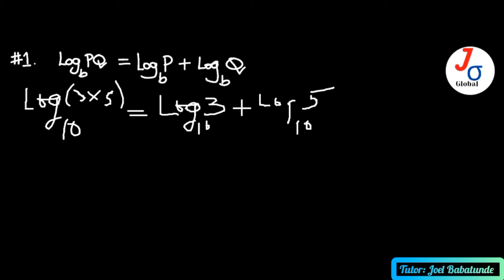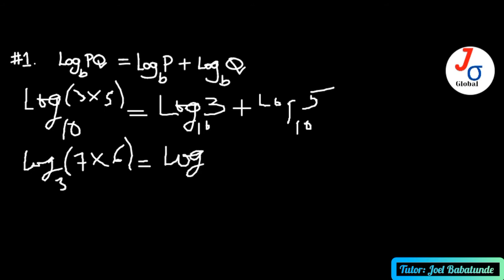Let's take another example. Log 7 times 6 base 3. Okay, so that's going to be log 7 base 3 plus log 6 base 3. So this is how the first law of logarithm plays out.